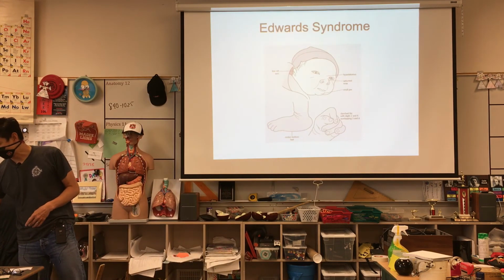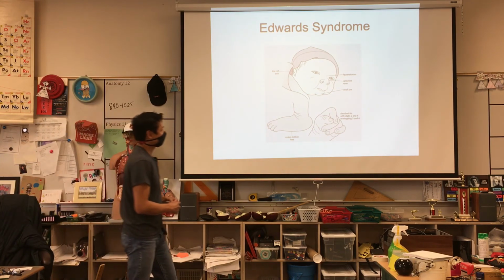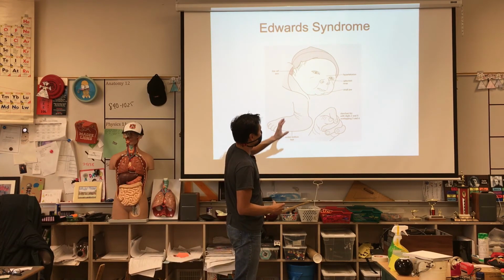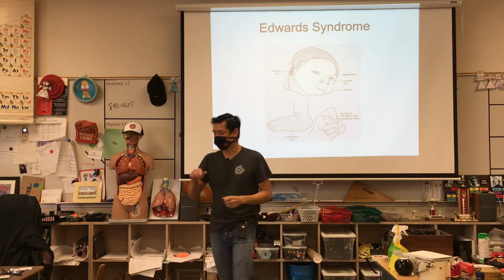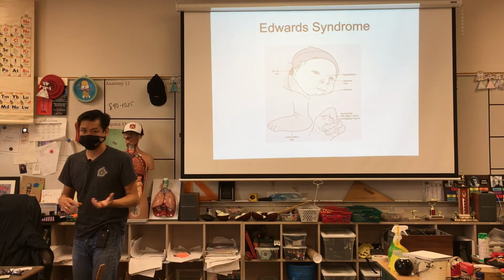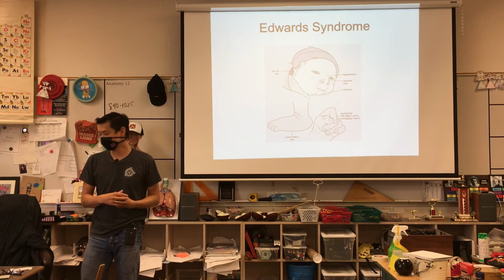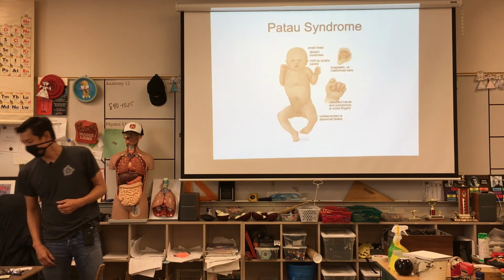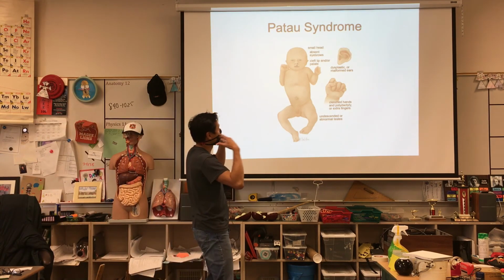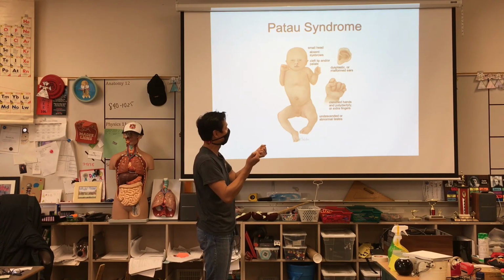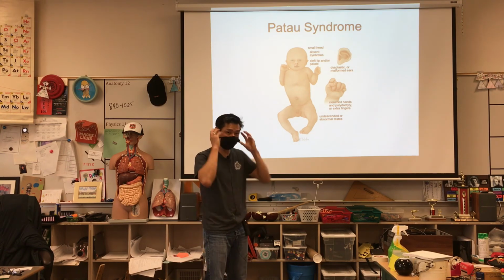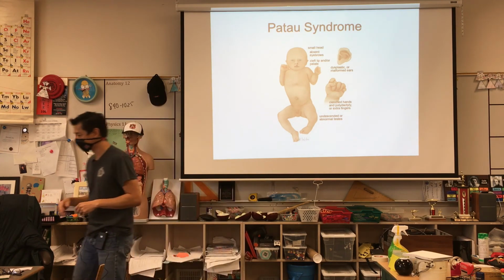Edwards syndrome, that's one of the trisomies, I believe it's 18. Upturned nose, low set ears, a really small jaw. You can see the clenching of the hands and the rocker-bottom foot. Usually small stature, physical and cognitive delay. Patau syndrome, you can see the cleft palate, the low set ears, small head, absent eyebrows, funny clenching of the fists, and small.